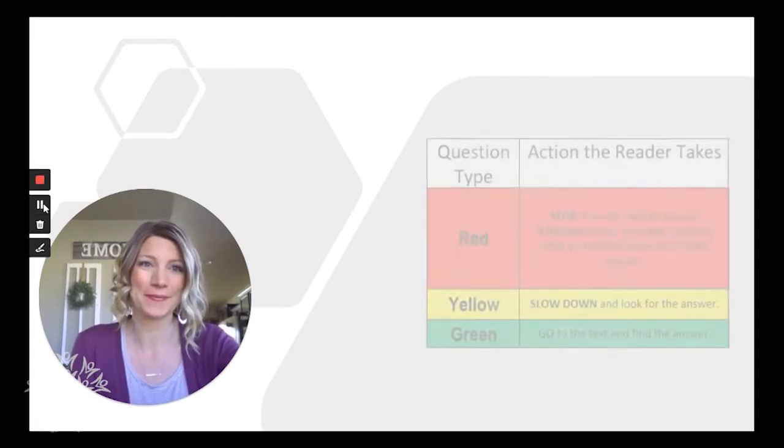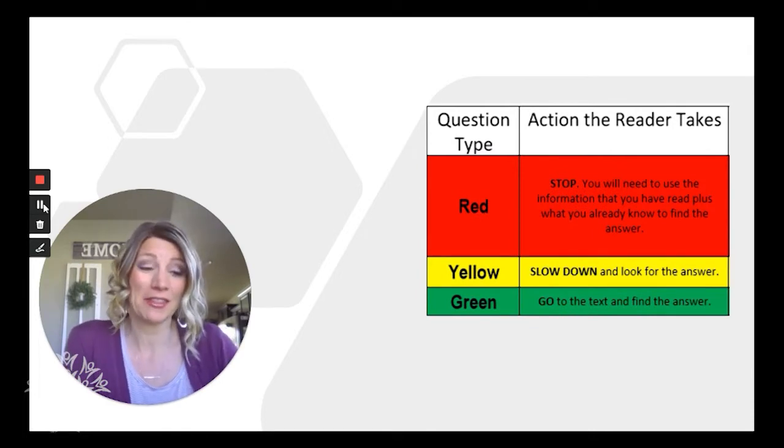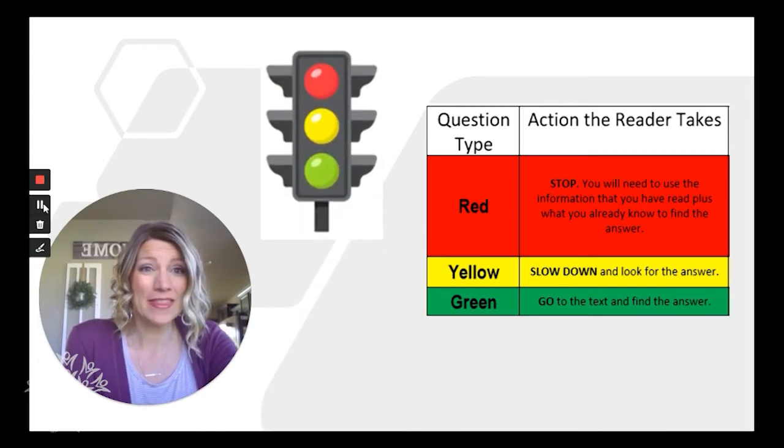There are different types of questions we can ask and answer while reading the text that can help us understand. I like to think of them as red, yellow, and green questions. These colors are in a familiar order, aren't they? Looks an awful lot like a stoplight. Keeping this in mind as a visual as we read will help us remember what each type of question is that we're studying today. Let's look at our chart.